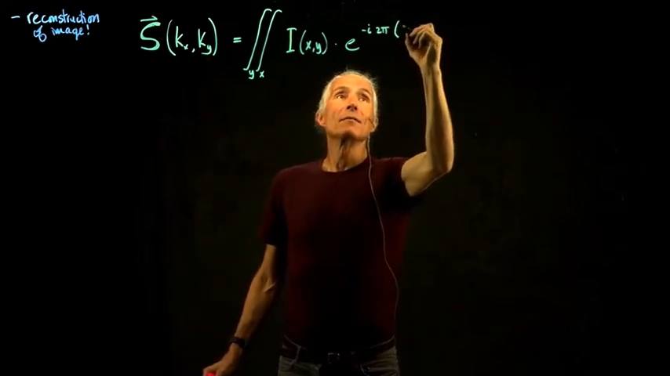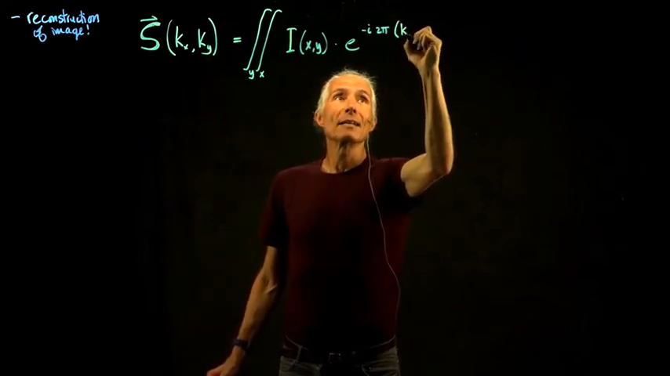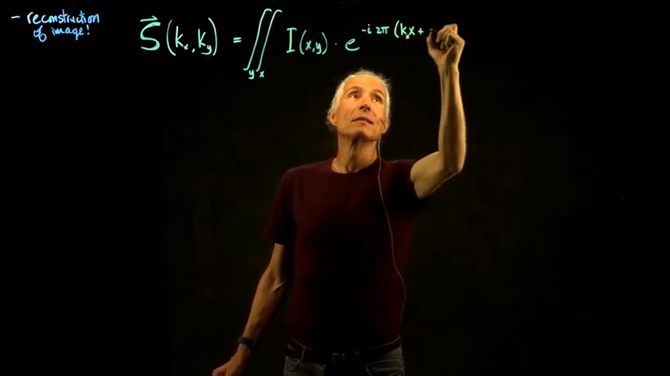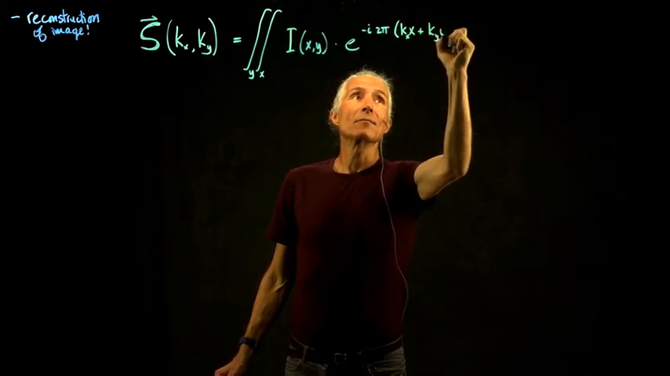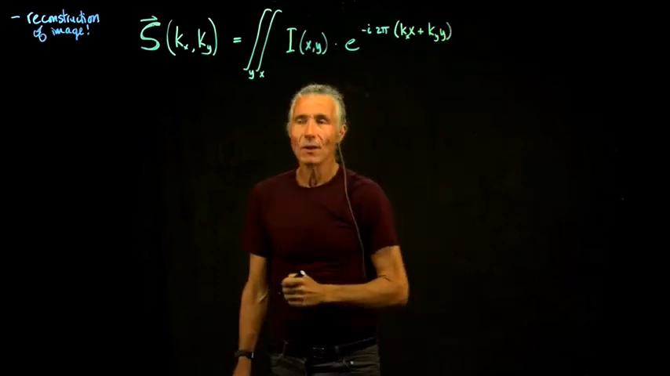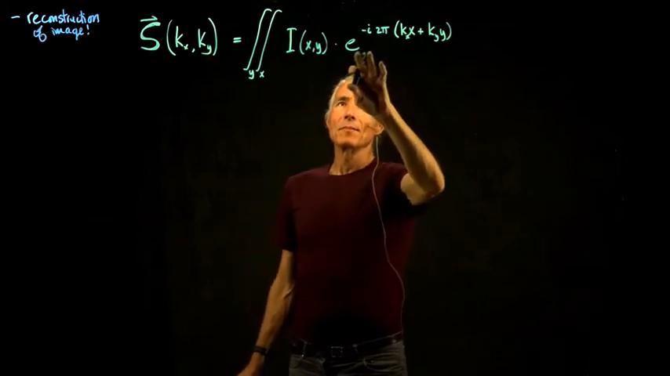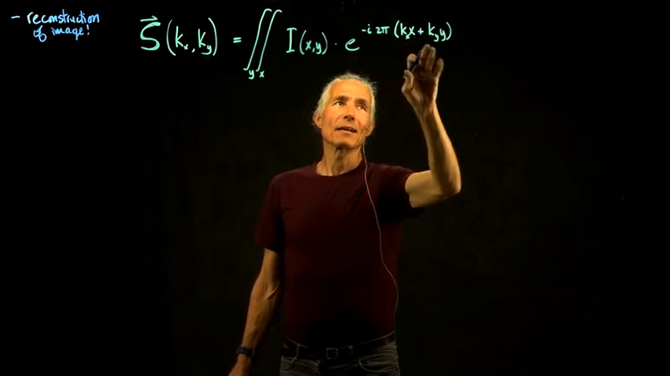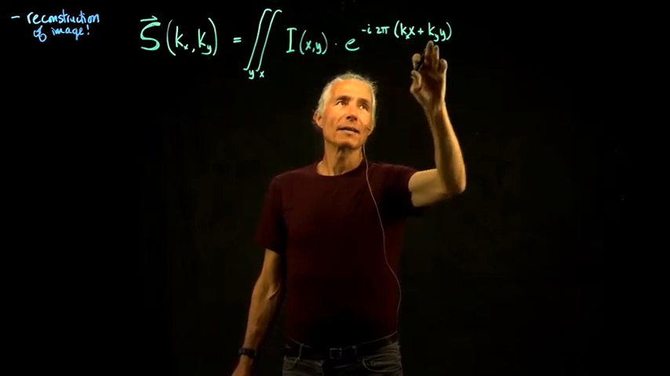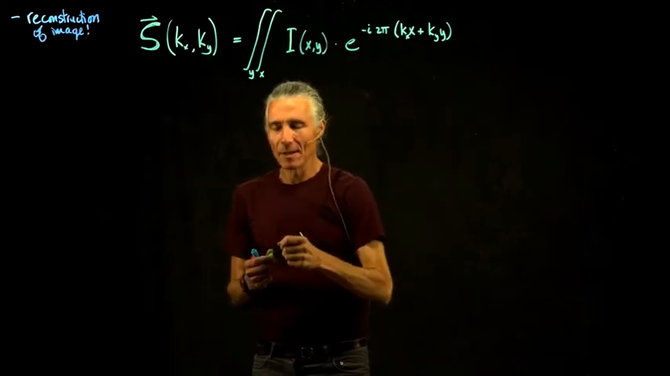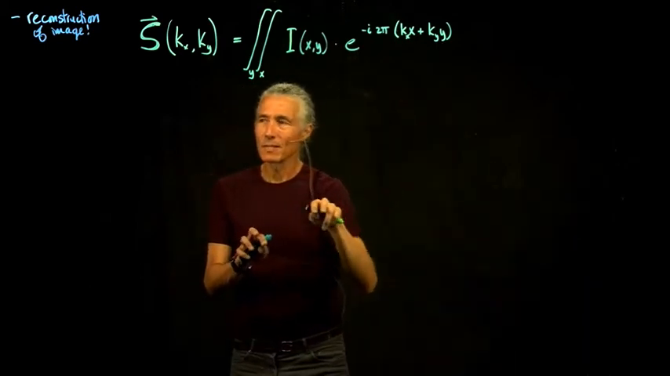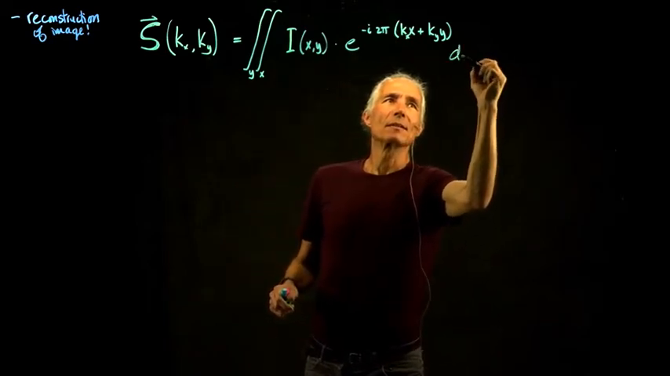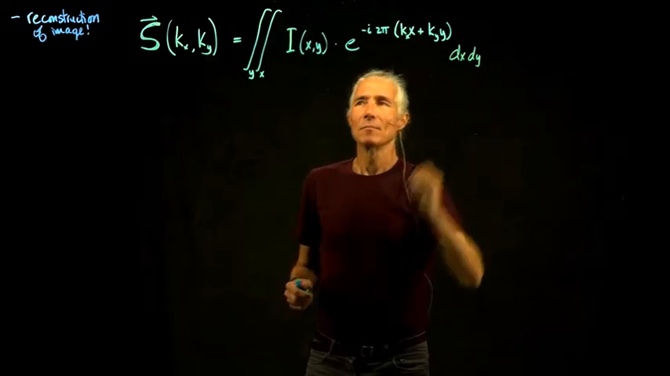And then we can either add the exponents, kx times x, ky times y, or we can multiply e to the minus 2 pi kx x times e to the minus 2 pi ky y. So we can either multiply two e's, or we can just add the exponents. And then that's summed across all points in the image.